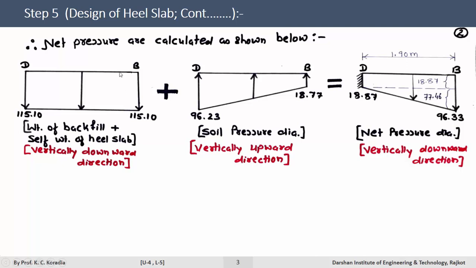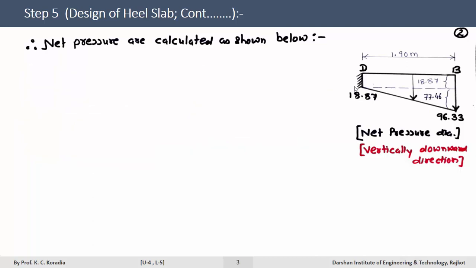In the same line, if we add the pressure intensity at point B, that is 115.10 in vertical downward direction minus 18.77 kilonewton per meter square in a vertical upward direction, will give a net force of 96.33 kilonewton per meter square in a vertical downward direction. Since the hill slab is continuous at point D, we will consider point D as a fixed end. We will use this derived net pressure diagram in our subsequent design procedure.